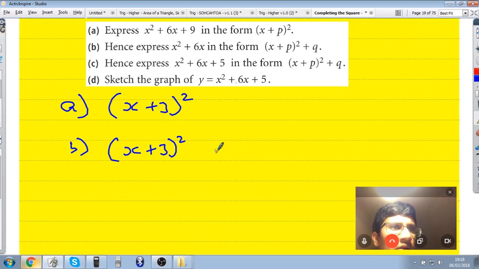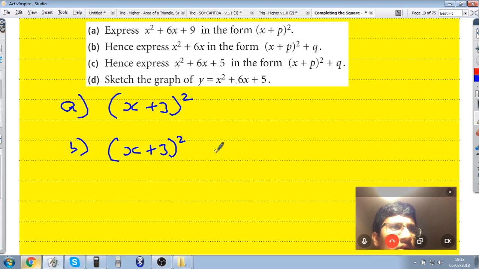How would C plus 5? Plus 5. So x squared plus 6x plus 5. So then we minus 4 instead. So x plus 3 squared minus 4. That's it. Okay, and then sketch the graph. We don't need to do that, I don't believe. I'll just look at the exam questions to make sure.